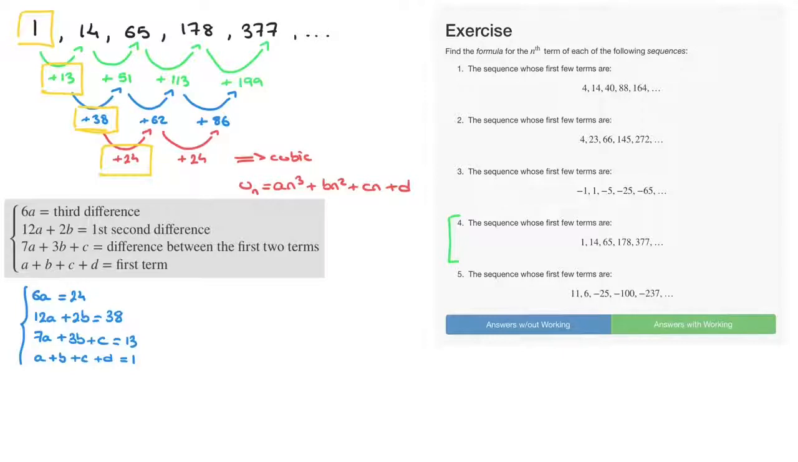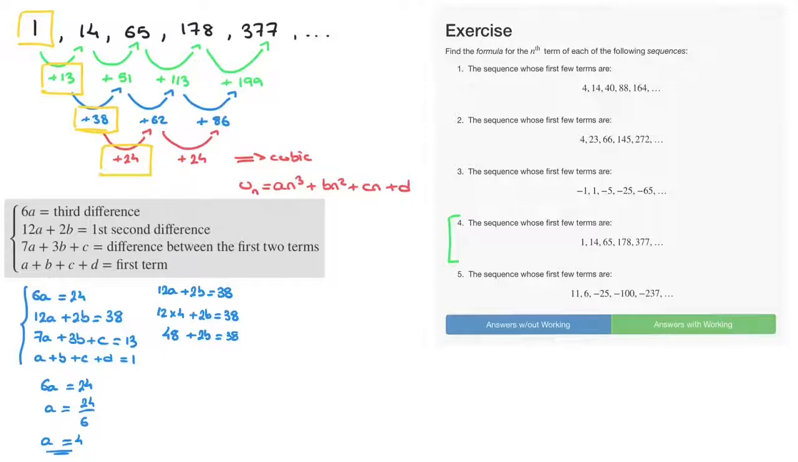And we start with the top one and work our way down, meaning we start with 6a equals to 24, and we work through them from top to bottom. So let's go ahead. The first is 6a equals to 24, and so dividing both sides by 6 leads to a equals to 24 over 6. That's a is equal to 4. Now that we have a, we move on to the second equation, which was 12a plus 2b equals to 38. But since a is equal to 4, this turns into 12 times 4 plus 2b equals to 38. And 12 times 4 is 48, so that's 48 plus 2b equals to 38.